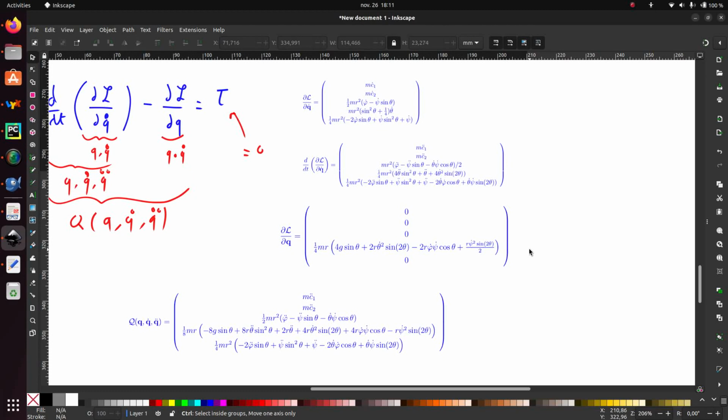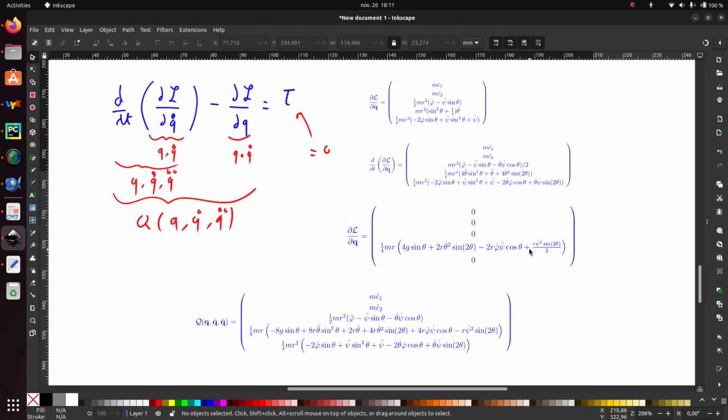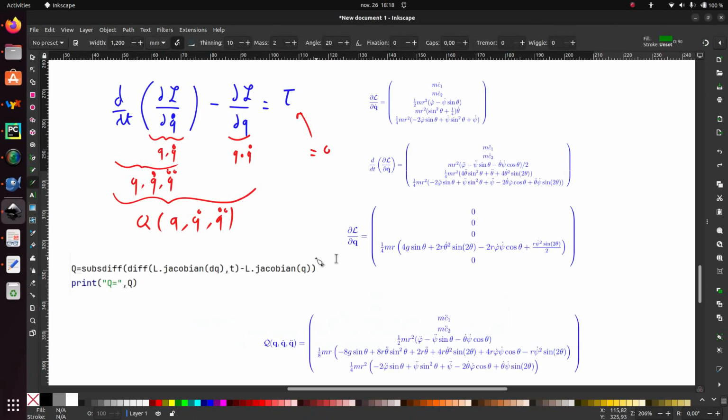We should understand that it is not necessary to do all this computation by hand, and this is why I will use SymPy for this. With SymPy, I will write this, where I compute the Jacobian of the Lagrangian with respect to q dot, to have that. Then I differentiate with respect to t, given here. And then, of course, I make the substitution to simplify the expression. And then I will print it.